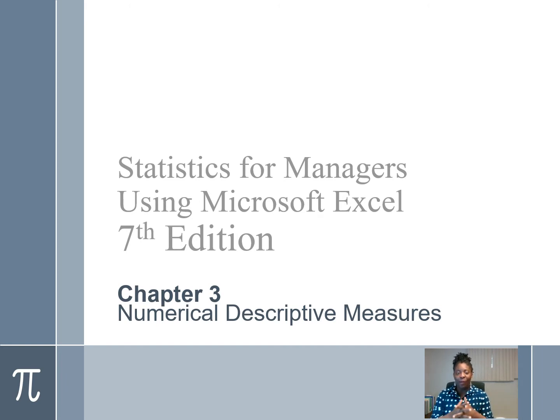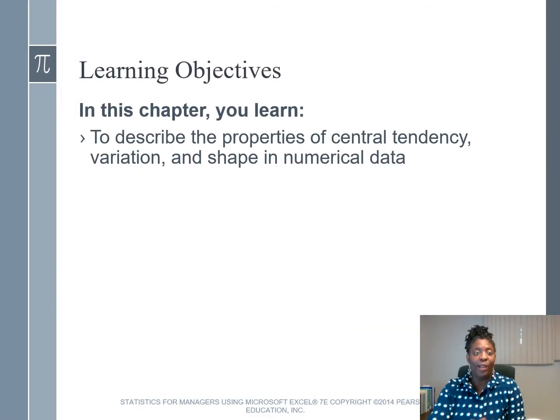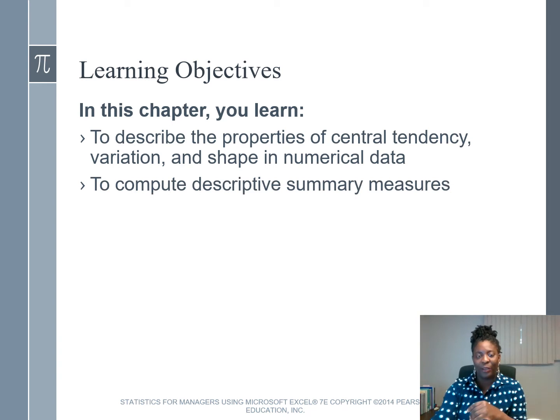So today we're going to be looking at Chapter 3 that covers numerical descriptive measures. Let me show you what we're going to be covering in the chapter. We're going to learn how to describe the properties of data. Data has a central tendency, the ability to be centered, a measure of variation, and it has shape. We're going to learn how to numerically describe those three things.